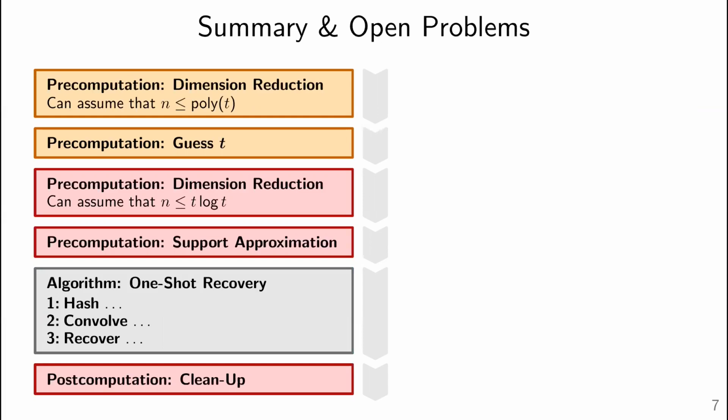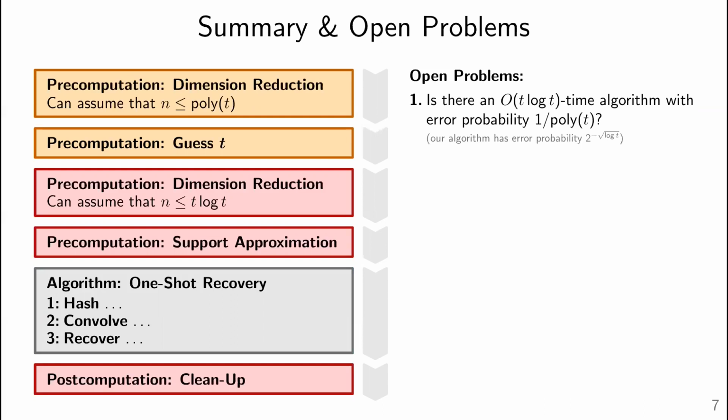Okay, let's stop talking about the algorithm here and let me conclude by giving you some open problems. First, is there also a t log t time algorithm with error probability 1 over polynomial in t? You can actually analyze our algorithm slightly better to get that the error probability is 2 to the minus square root log t. So the question is also, is error probability 1/poly(t) possible?